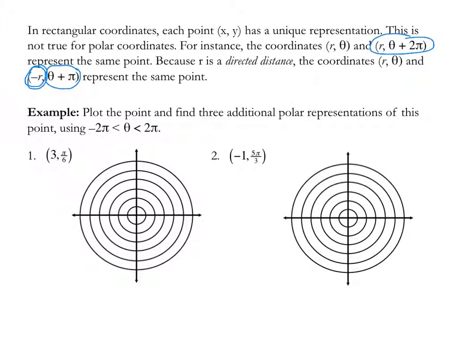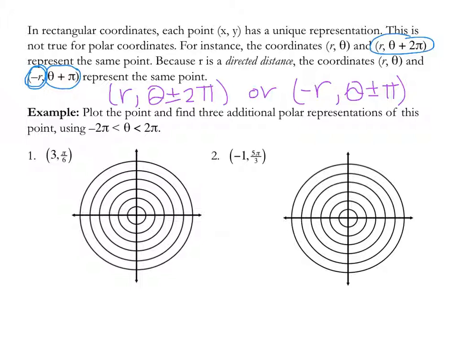So the formulas for these is that, again, just to reiterate, we can keep r the same to find another representation, and we can add or subtract 2 pi. Or your other option is you could change the r, and then if you change the r, you would add or subtract pi to find another representation. So what you do have to be careful about, according to the directions in this next example, is we have a certain space that we need to be between. We need to be above -2 pi, but we have to stay under 2 pi.